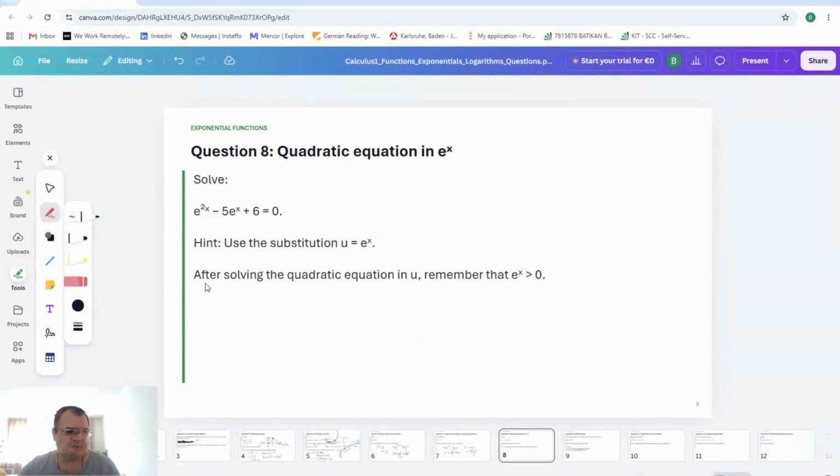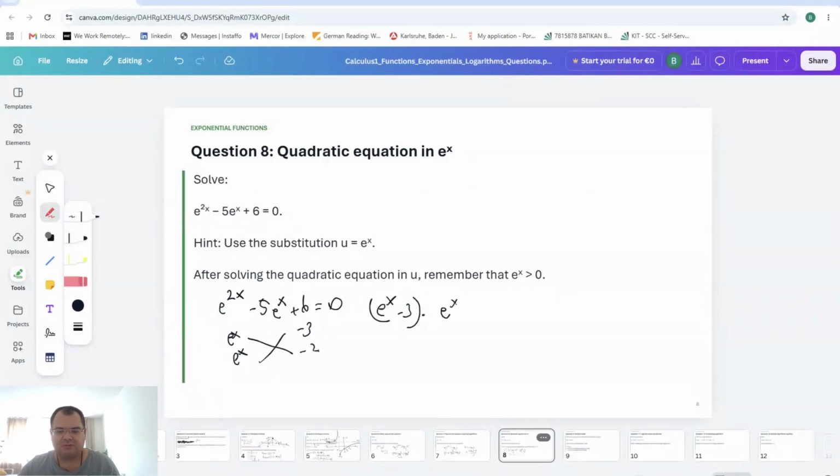So in this question, we are asked to find the root of this function. We can rewrite this function as e to the 2x minus 5e to the x plus 6 equals 0. You can write this 6 as minus 2 times minus 3, and e to the 2x as e to the x times e to the x. Then you can solve this problem using (e to the x minus 3) times (e to the x minus 2) equals 0. Essentially, what we have done is to separate two roots from each other.